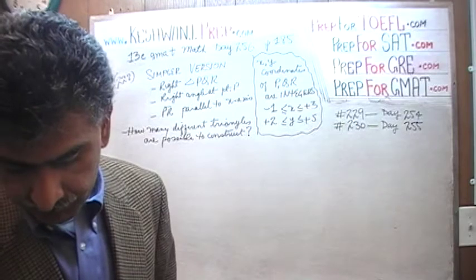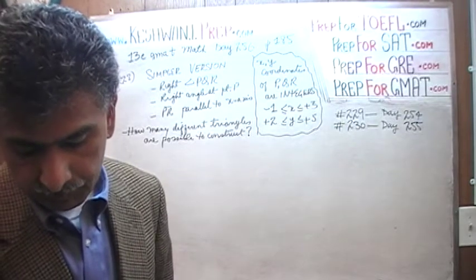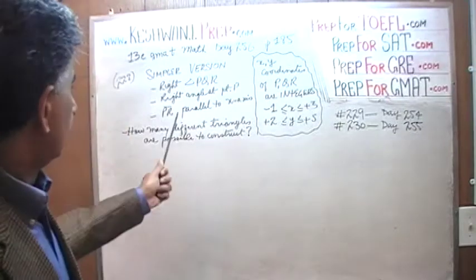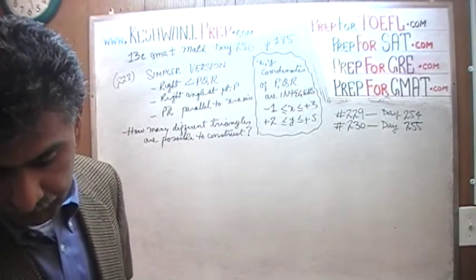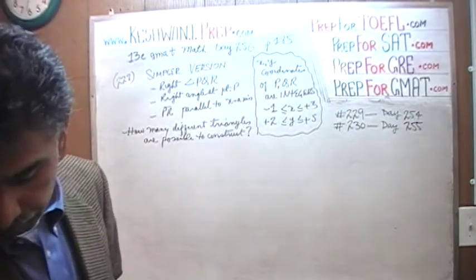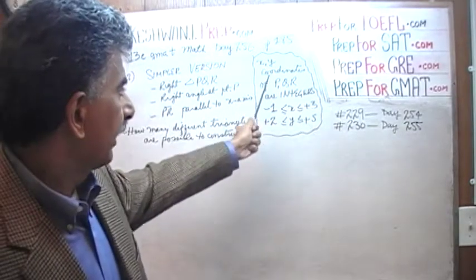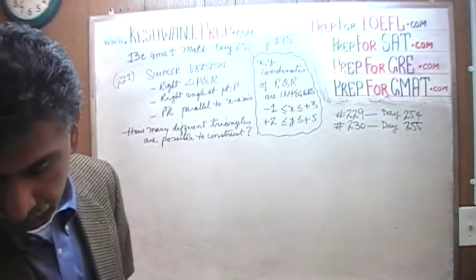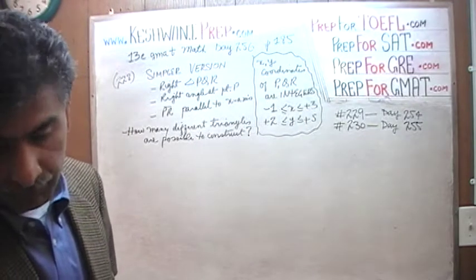It says the right triangle PQR is to be constructed in the XY plane so that the right angle is at point P. Line PR is parallel to the x-axis. So far so good. The x and y coordinates of P, Q and R, we are told, are integers that satisfy the inequality, and they give you two inequalities.